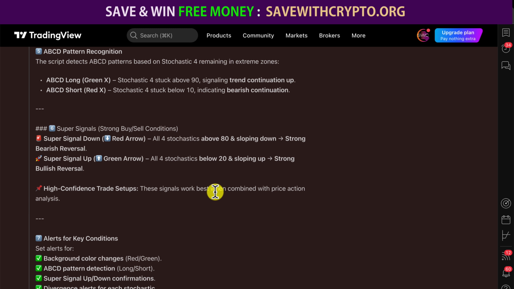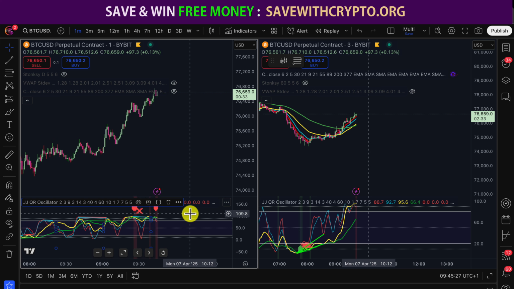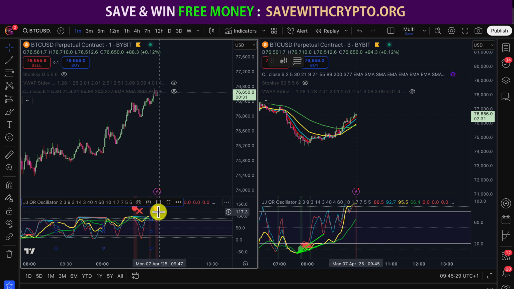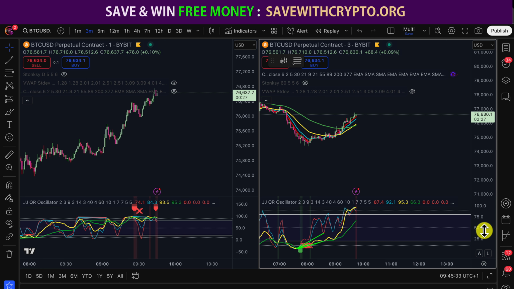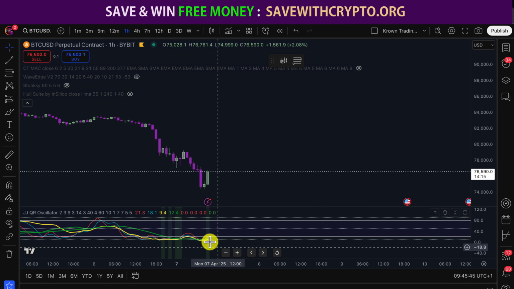These signals work best when combined with price action analysis, which is the situation now because we're actually in a very bearish trend, and we have been for the last few days. So really you shouldn't be looking for longs now. Nevertheless, the price is going up. We do have things like the super down signal there on the 1 minute time frame. Nothing much on the 3 minute, and the 12 minute is showing a green background here because the stochastics are down here.